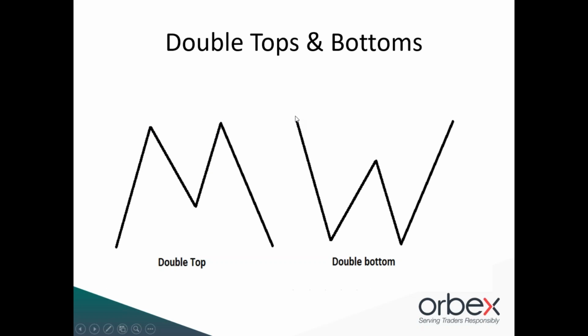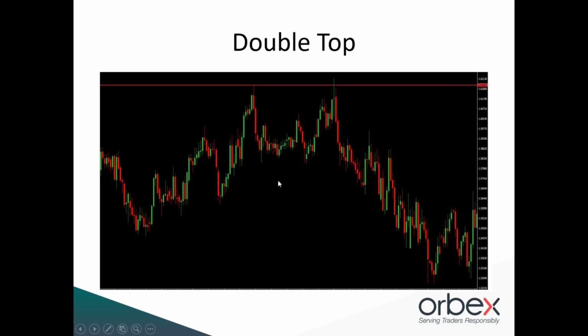Similarly with the double bottom, price sells off, we hit a low, we bounce higher, trade back down, retest that low, fail to break it, and then we get a larger reversal higher. So these are very simple, very straightforward patterns to identify, but they can be particularly powerful when traded correctly. So let's take a look at an example of this on the charts.